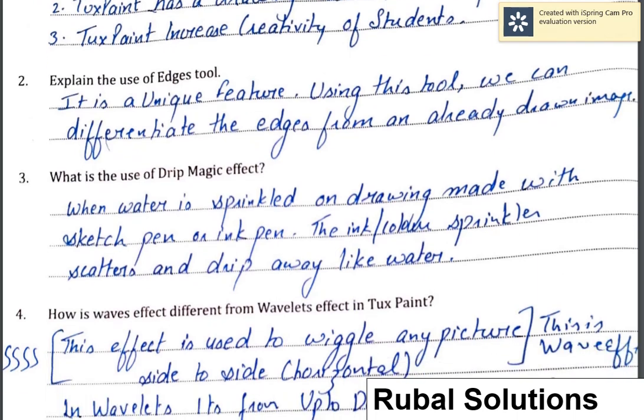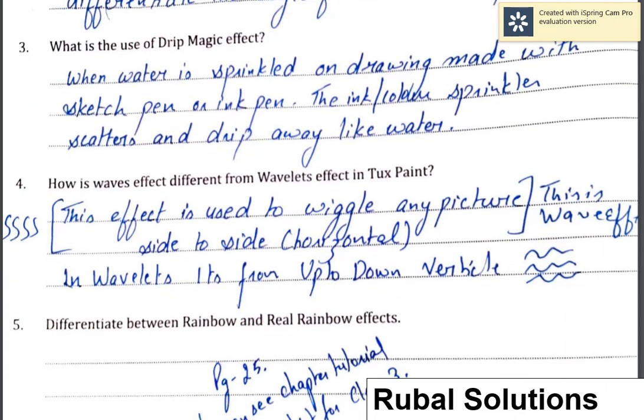What is the use of the drip magic effect? When water is sprinkled on a drawing made with a sketch pen or ink pen, the ink or color sprinkles scatter and drip away like water. How is the wave effect different from wavelets in Tux Paint? This effect is used to wave any picture side by side, horizontal.